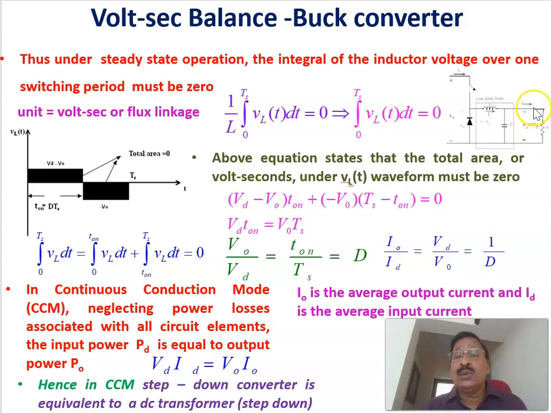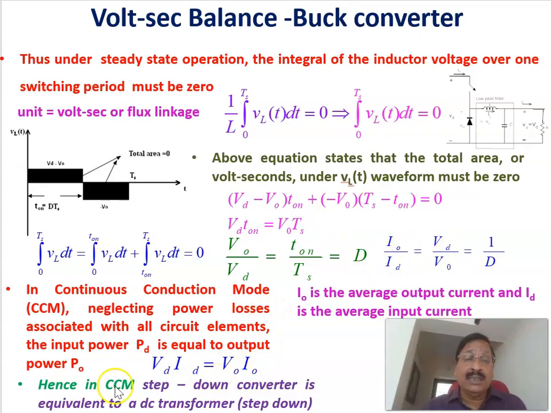Therefore, V0 times I0 equals Vd times Id, neglecting all the losses, since the output power equals the input power. So we can say that I0 divided by Id equals Vd by V0, which is equal to 1 by D. Therefore, the average output current divided by the average input current equals 1 by D, and the average output voltage divided by the input voltage equals D.